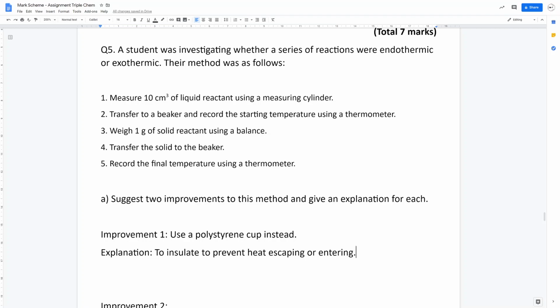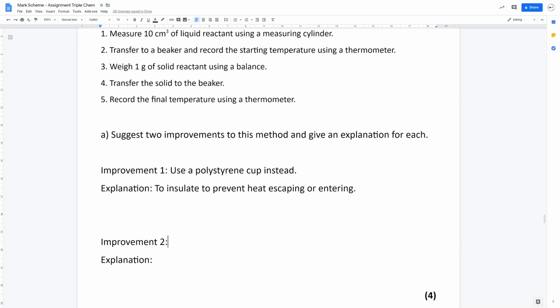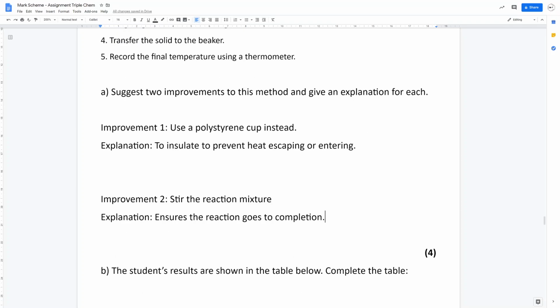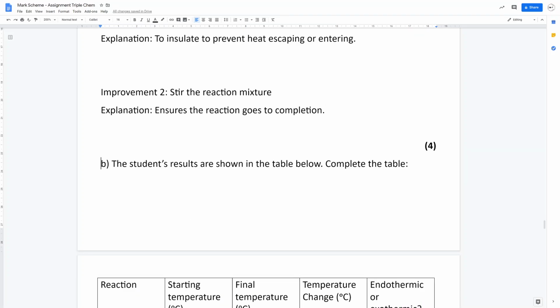Right, also, it says here they've transferred the solid straight to the beaker and then just recorded the final temperature. I don't think if you transfer the solid to the beaker, you're going to get an instant reaction. And actually, I think you're going to need to help that solid react a little bit. So my second improvement would be to stir the reaction mixture. Stirring is so important because it ensures the reaction goes to completion. Unless you stir, the reaction won't go to completion, and that's why chemical engineers always have to design reaction vessels on a large scale with rotary blades inside which ensure adequate mixing. Okay, let's move this question down.